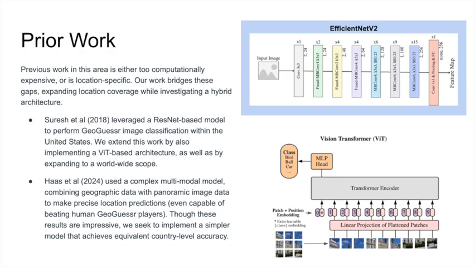The previous work by Suresh et al. used a convolutional network model, but was focused only on the United States, and we want to expand globally, whereas Haas et al. used a very complex and high-performance transformer model for global prediction on the GeoGuessr set, but we want to achieve similar results with a simpler model.